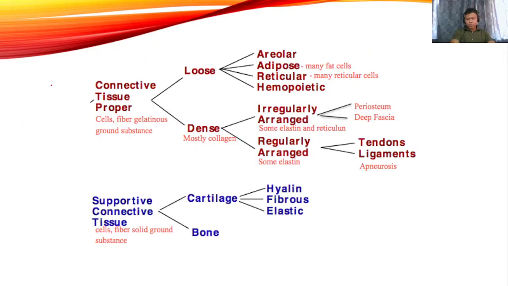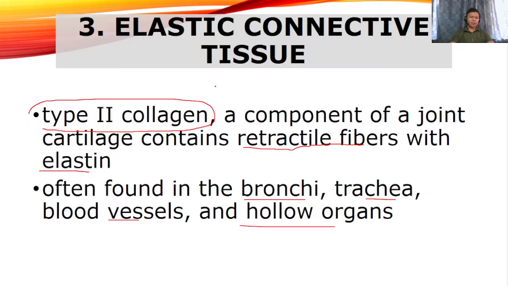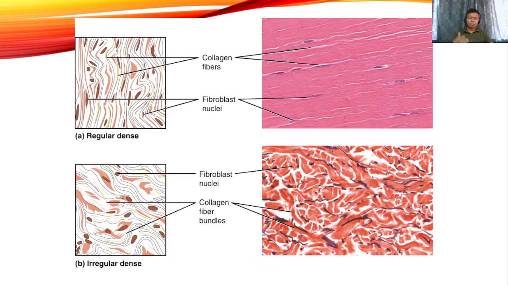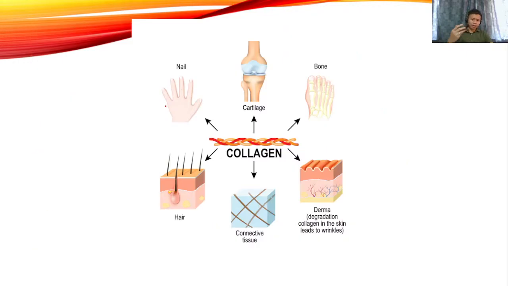So these are the connective tissue proper and the supportive connective tissues. You will not be tracing this one. I just want you to familiarize yourselves with the types of connective tissues, what type of collagen they are made of, and what their location is. Either they are found in our lungs, in our fat cells, in our bone marrow, or in our tendons, nails, hair, and so on and so forth.